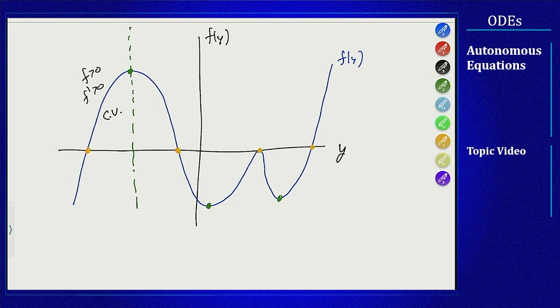If we look on the other side of that green dotted line, f is still positive, the graph is still above the y-axis, but f prime is now negative, so it's going to be concave down in here. You can keep this process going.